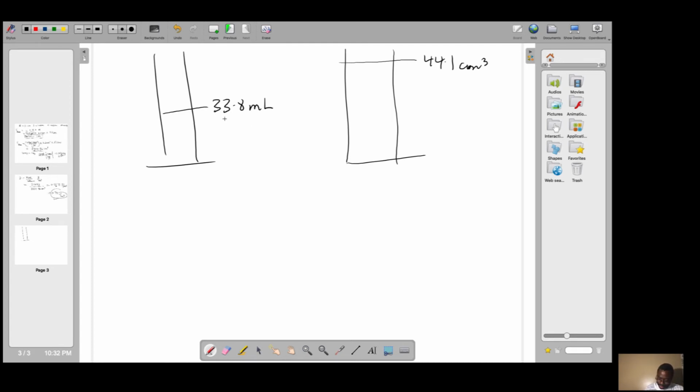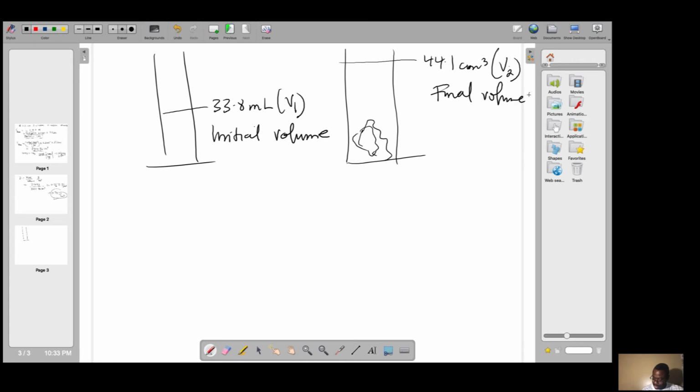So this is the initial volume of our water. So we call this initial volume V1. And once we put our rock in there, the water level rose to 44.1. So we call this V2. So this is the initial volume of water in the graduated cylinder, and this is the final volume with the block submerged.